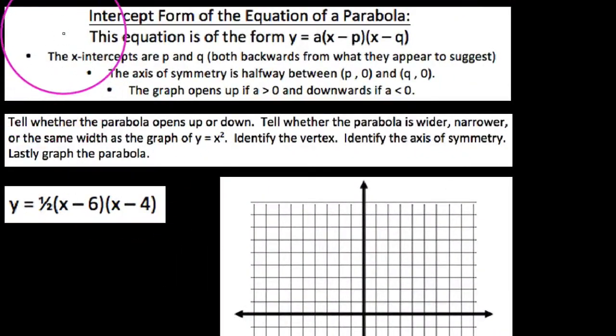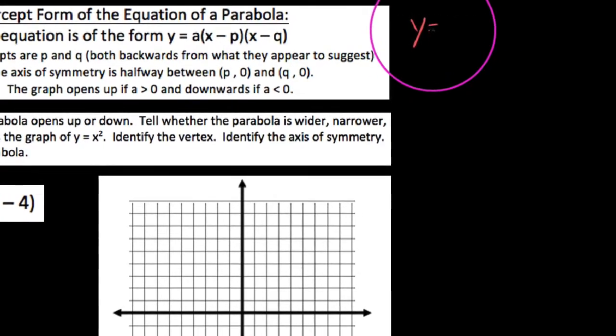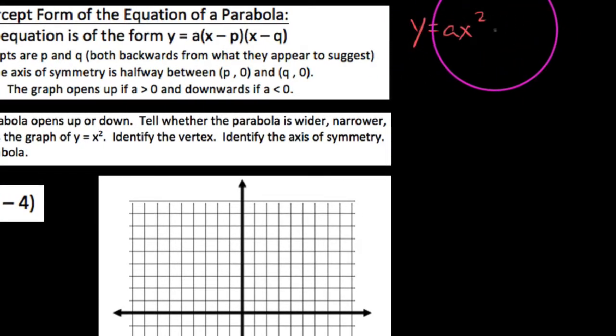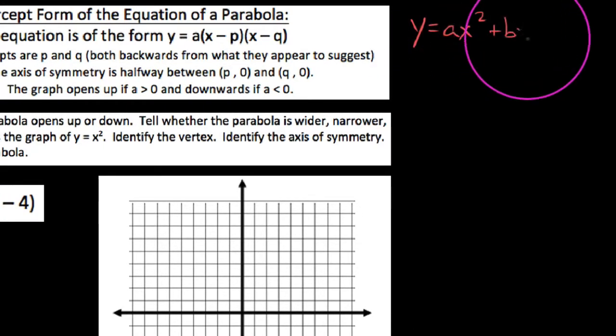This is my fourth video in my module on graphing quadratic functions, and in this video we are going to focus on what we call the intercept form of the equation of the parabola. So far we've seen standard form. Standard form is anything that looks like this: y equals ax squared plus bx plus c. Got some information on this guy.